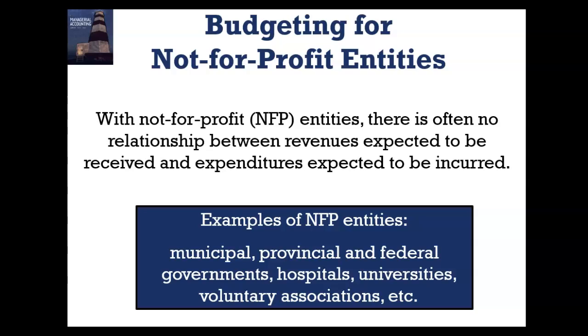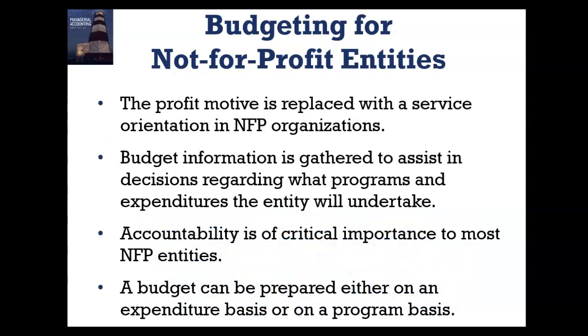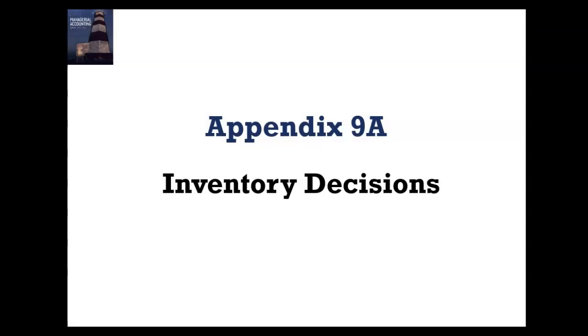We weren't really going to go over too much budgeting for not-for-profits. You can read about it a little bit. There's often no relationship between revenues expected and received and expenditures, that kind of thing. And right now, not-for-profits, you hear they're all suffering for sure. We're going to do a little bit more about not-for-profits in FA3, and we'll have a guest speaker.